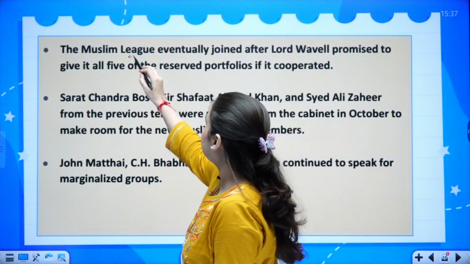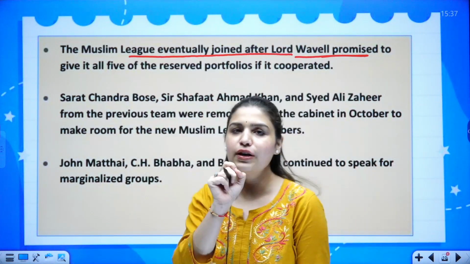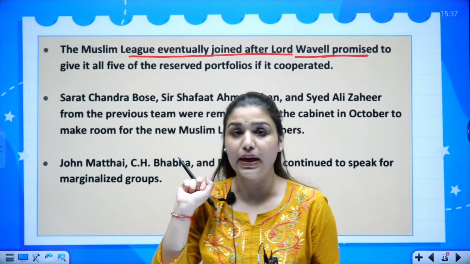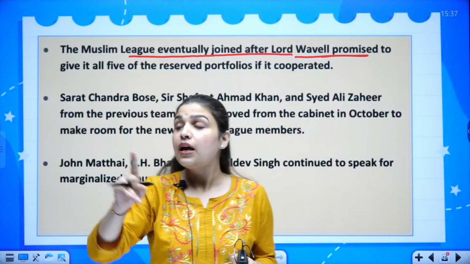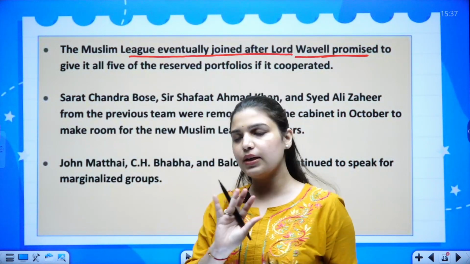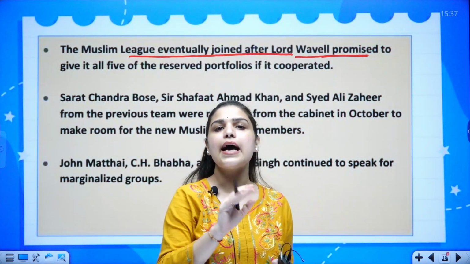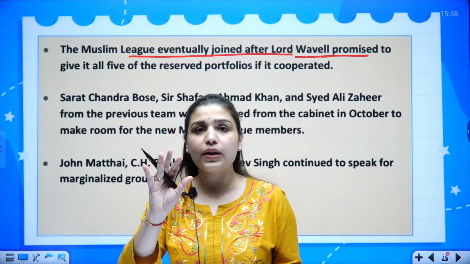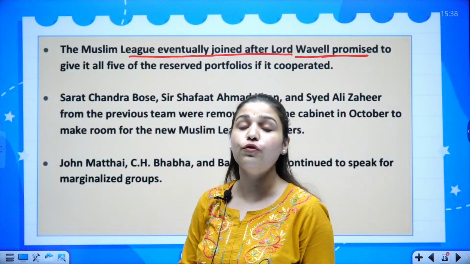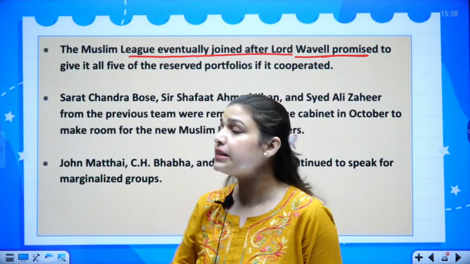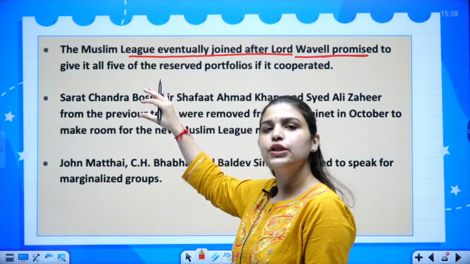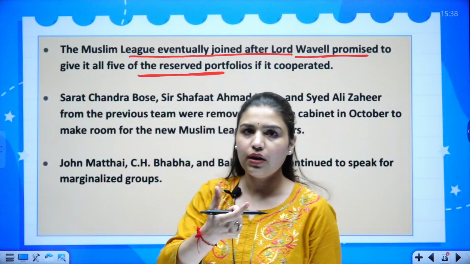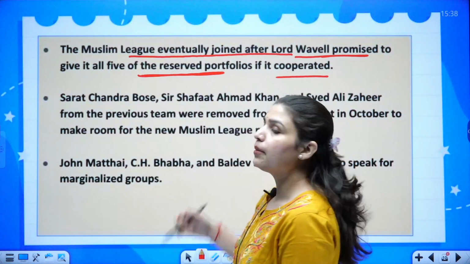Asaf Ali's wife was Aruna Asaf Ali, a major force in the Quit India movement. Now moving on, the Muslim League eventually joined on Lord Wavell's promise. Lord Wavell very quietly brought the Muslim League into the interim government without any demand, because when the Muslim League rejected the cabinet mission, they withdrew their support. They announced Direct Action Day, in which there were lots of riots, communalism, and many people died. So without the League giving up Direct Action Day or their demand for separate grouping of provinces, Lord Wavell brought them into the interim government and promised that all 5 ministries reserved for Muslims would be given to them if they cooperated with this interim government.